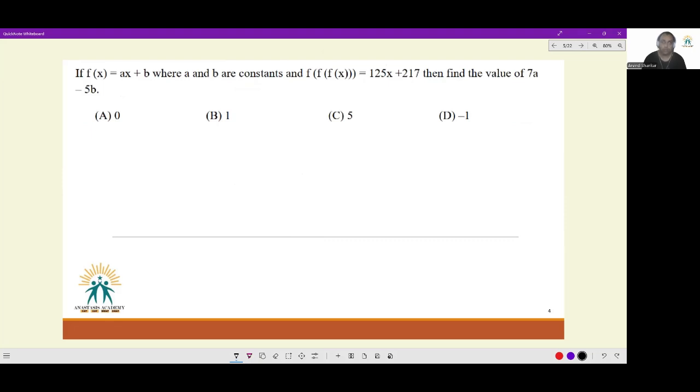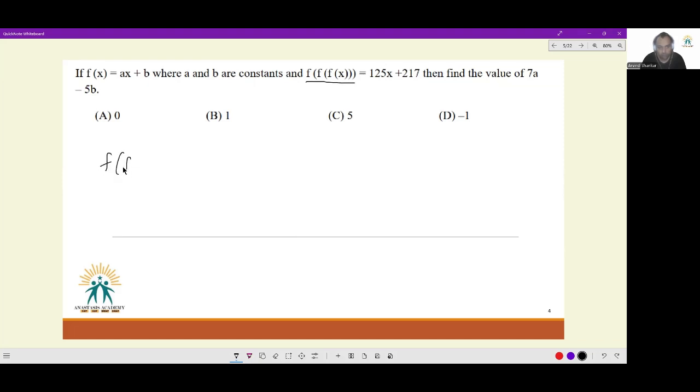Okay. Next question now. f of x is equal to ax plus b, a linear function, where a and b are constants. f of f of f of x is equal to 125x plus 217. Then find the value of 7a minus 5b. Okay. Let us try to open this. This is a function of a function.